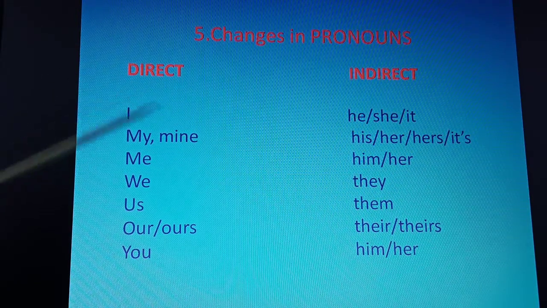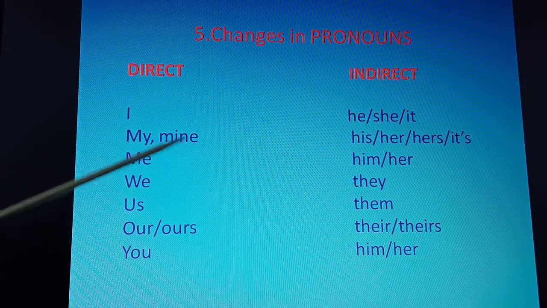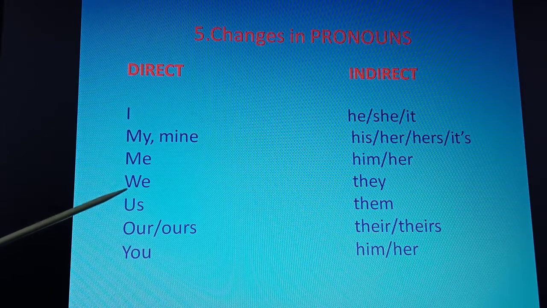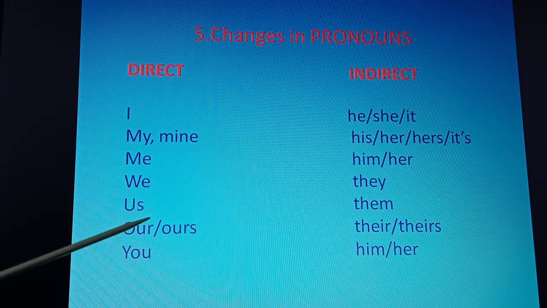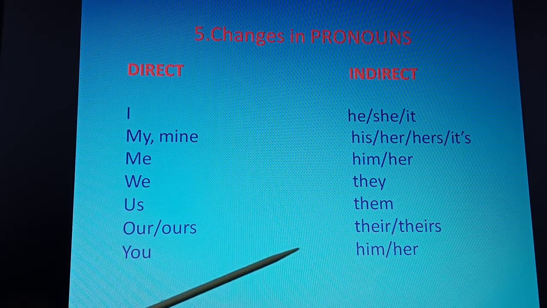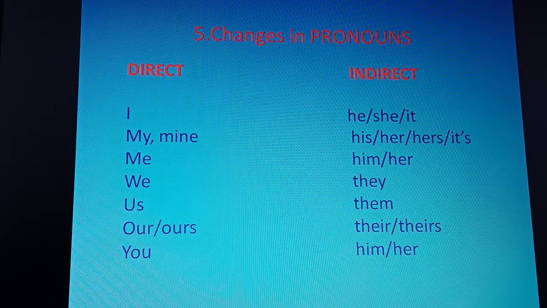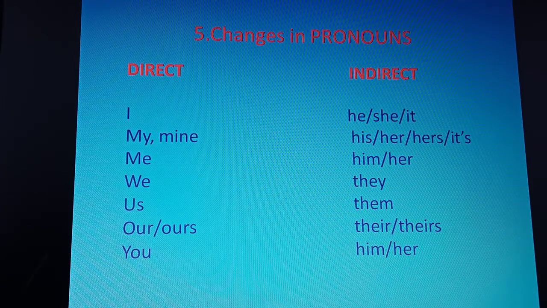Me will change into him or her. Okay? Direct sentence is me. Me will change into him or her. We, they; us, them. Our or ours will change into their or theirs. You, him or her. Clear? If yes, this all you have to learn by heart. There is no other way. Okay?